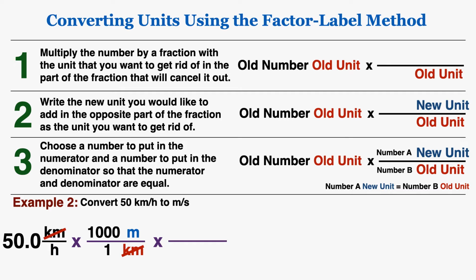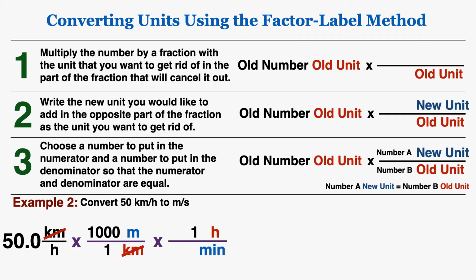So I'll write a second fraction. And because hours is in my denominator and I want to cancel it out, I need to put it in the numerator of my new fraction. And I'll pretend that I don't know how many seconds are in an hour and just go from hours down to minutes just to reduce the time a little bit. And then I'll be able to get from minutes to seconds.